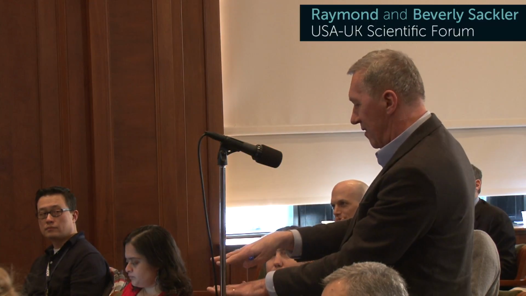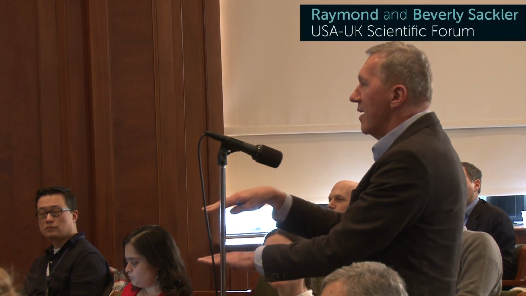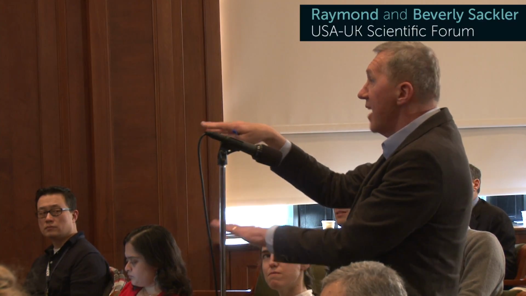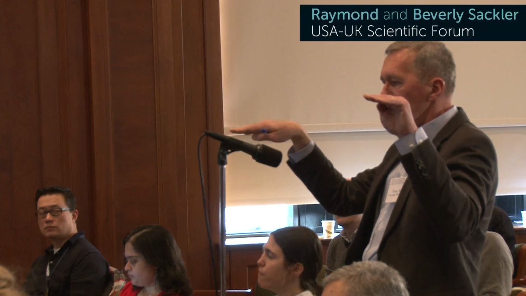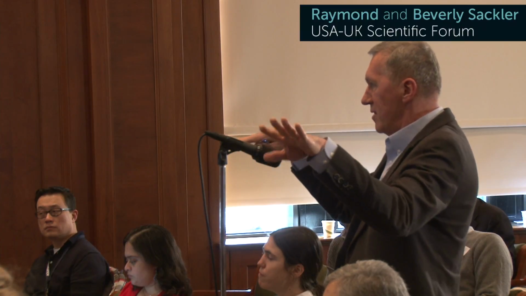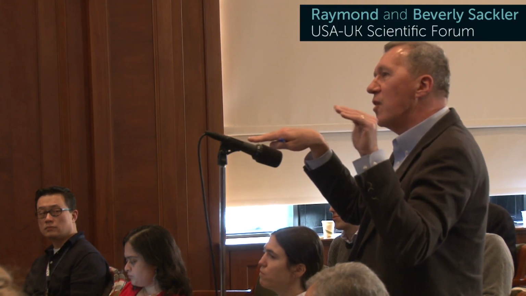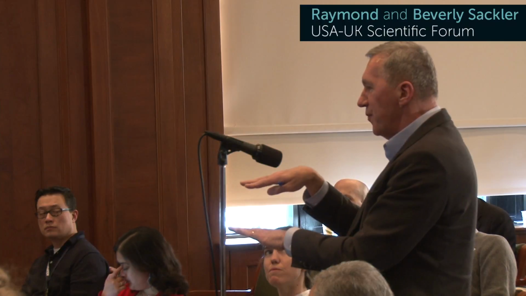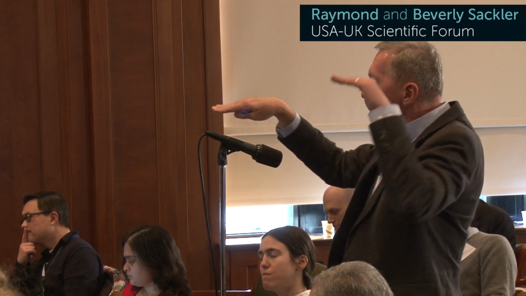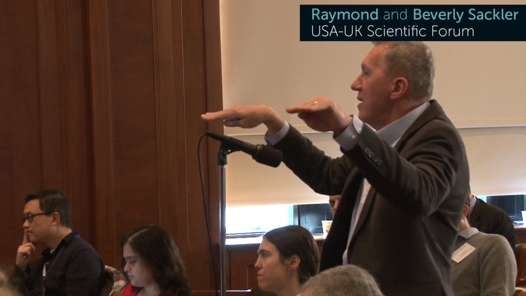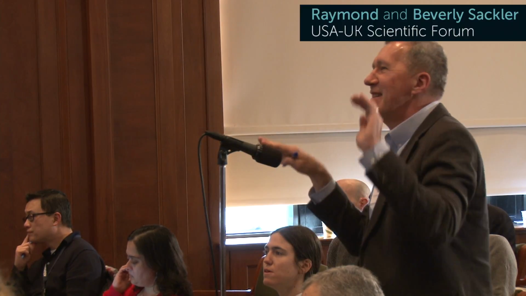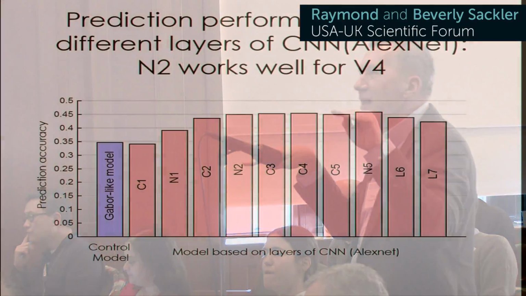Okay, but the general point you're making is that we can use AlexNet and these other CNNs to interpret or establish a correspondence between neurons and V4. Yes. Okay, so here's my question. When you had one slide, we don't need to go back to it, where you showed that there was a particular layer that corresponded best. Yeah, that's right. So maybe it's N5, or N2 works well.